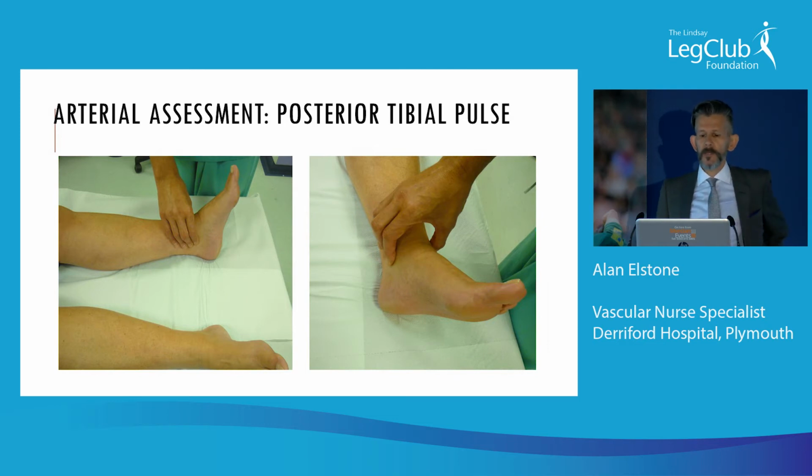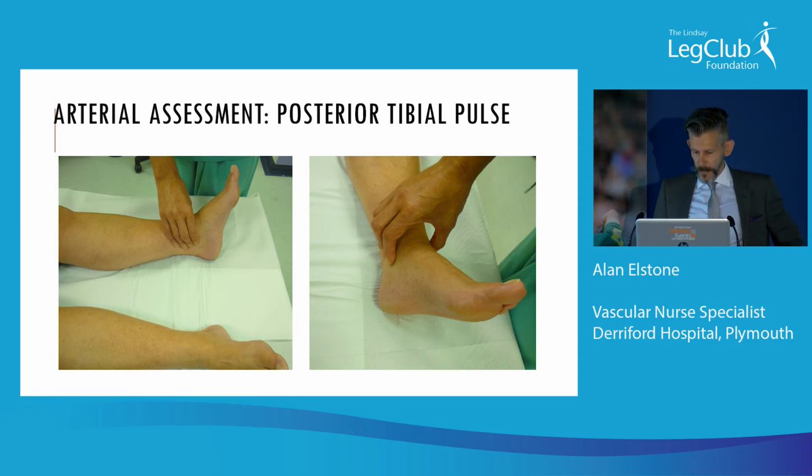Probably the ones that we're familiar with, and I've obviously included them for completeness, is the posterior tibial pulse, which again, from the photographs, sits about 2 centimeters behind the medial malleolus, which is about there, and that's a little bit of a closer up one there.